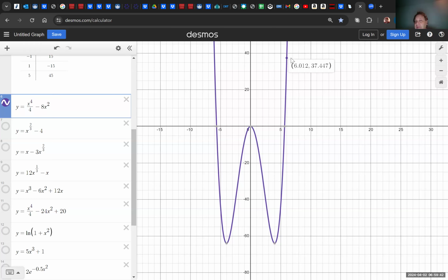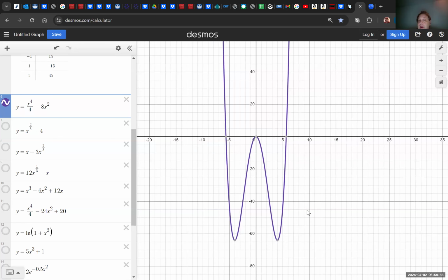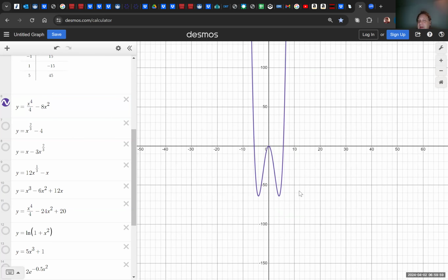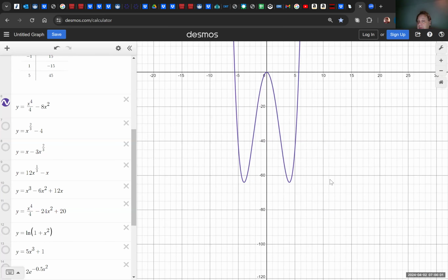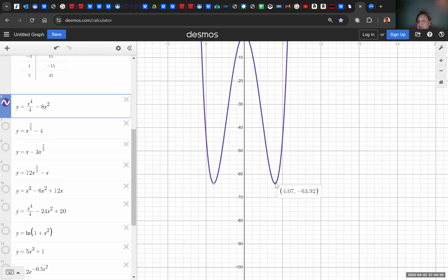There's a y value of 37. At the local maximum, the y value is 0. However, right down here, the local minimum, there's two of them, two local minimums. The y value is negative 64, and nowhere on this function is there a y value that's lower than negative 64. So this particular local minimum also has an absolute minimum of negative 64. So that's what we mean by absolute maximum, absolute minimum.